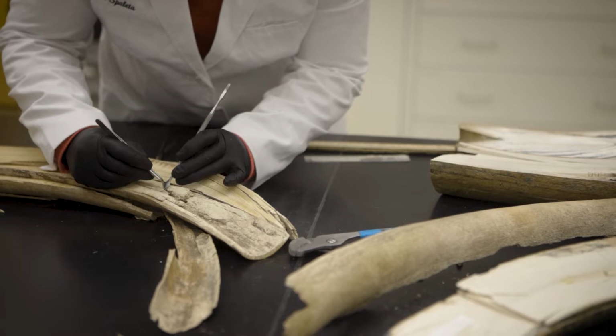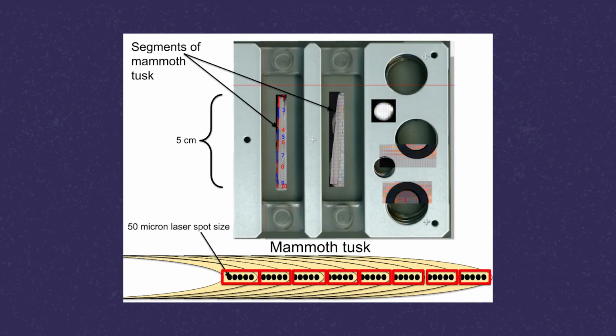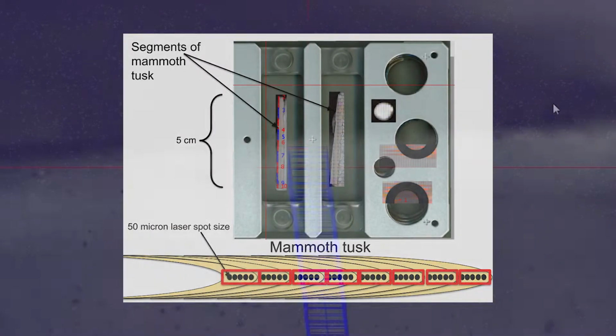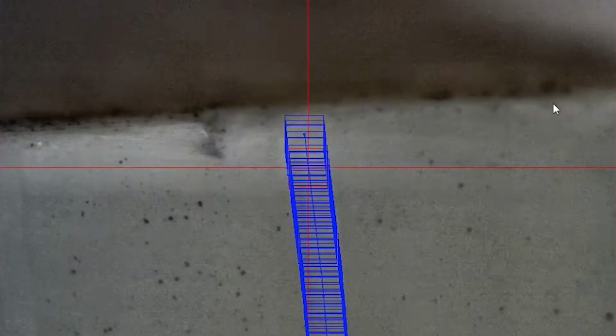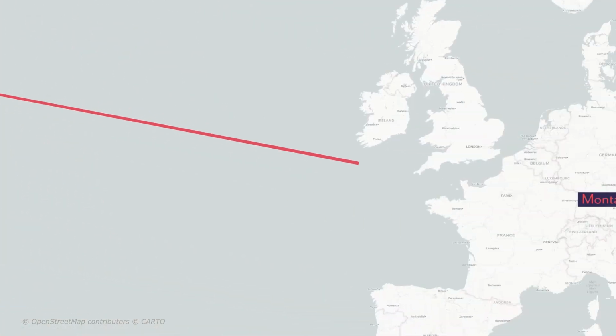We used a laser ablation multi-collector inductively coupled plasma mass spectrometer to measure the strontium isotopes along the entire length of the mammoth's tusk. Strontium isotopes are related to the local geology and can tell us about where the mammoth was living. This technique generated over 400,000 data points, and for help with all this data, we turned to Thomas Prohaska and Johanna Irrgeher at the University of Leoben in Austria.